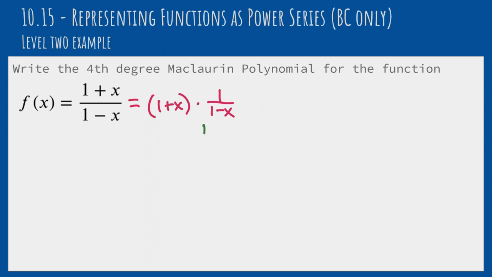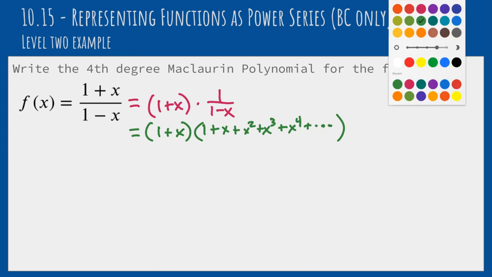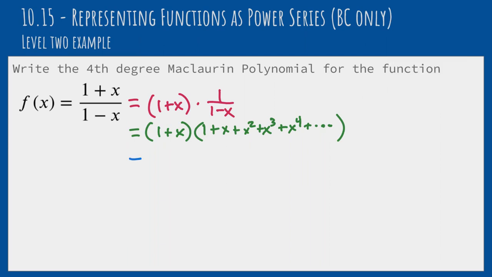So geometric series, we have 1 plus x plus x squared plus x cubed, and I'm going to go to the fourth degree just in case I need it here, because we are writing a fourth degree Maclaurin polynomial for the whole thing. So this is going to be equal to 1 plus x times that. To get the Maclaurin polynomial that we're looking for here, we're going to distribute that 1 plus x.